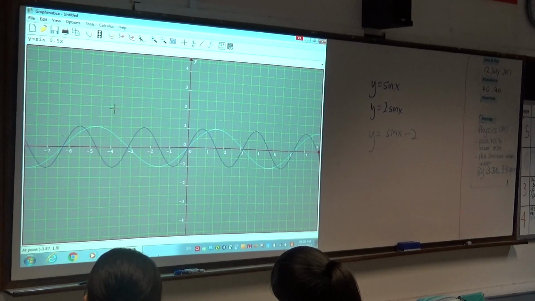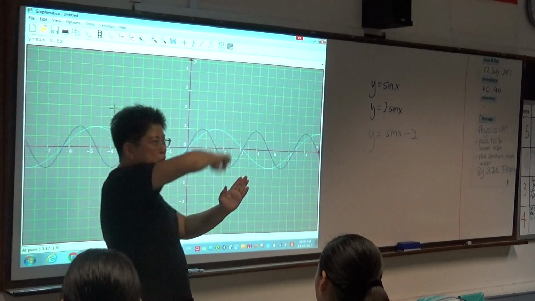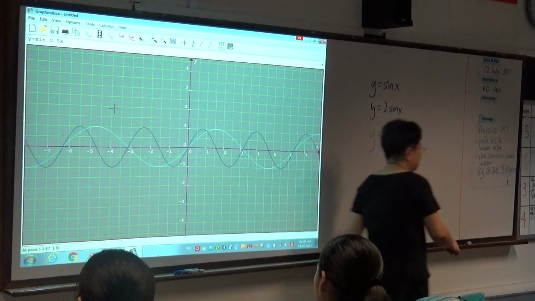What do you think will happen? That means when it is one cycle, it will become what? Half cycle. So only the top like that, right? Okay, so let's take a look.